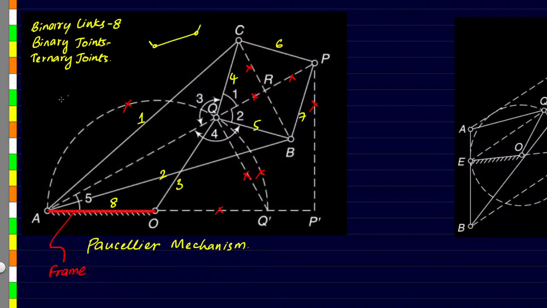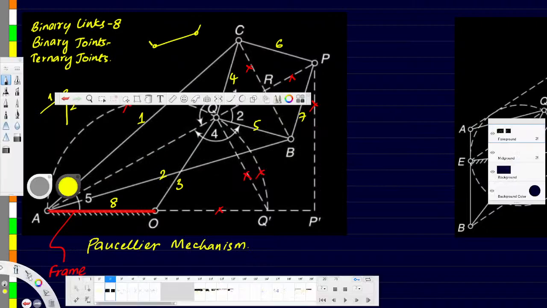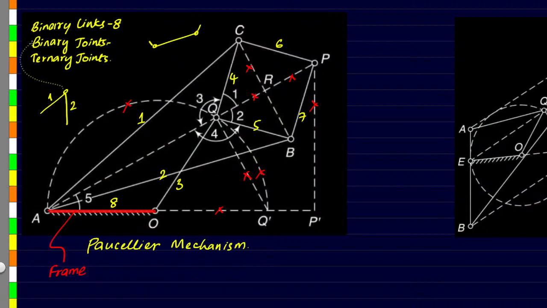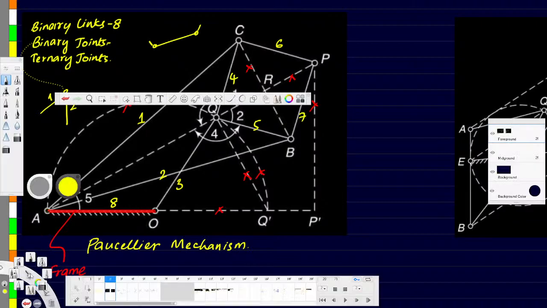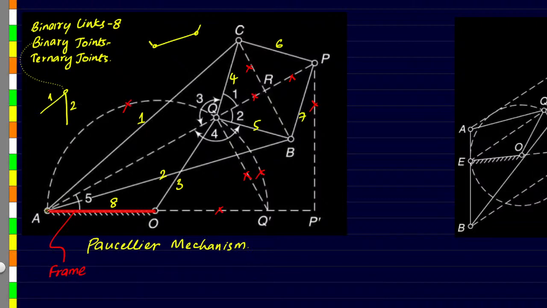Now coming to binary joints. What are binary joints? Binary joints are joints where two links connect. So this is called a binary joint. So how many binary joints are here? At point A, how many links are connected? We have AC, AB, and AO. So three links are connected here. So this is not a binary joint.